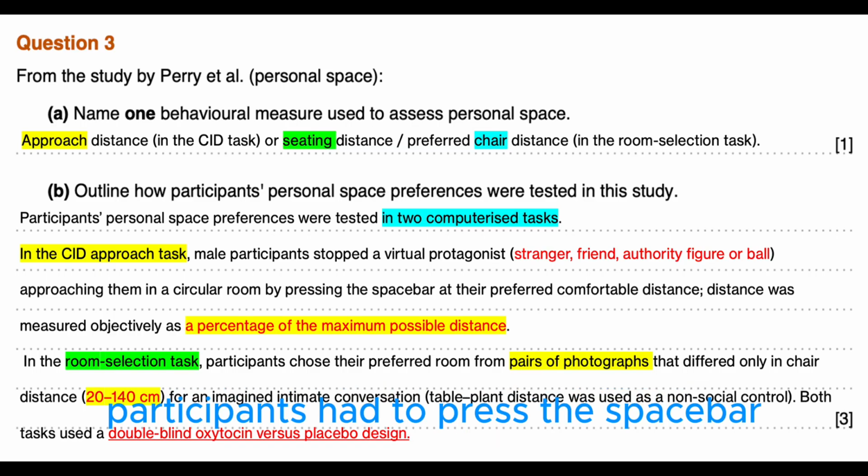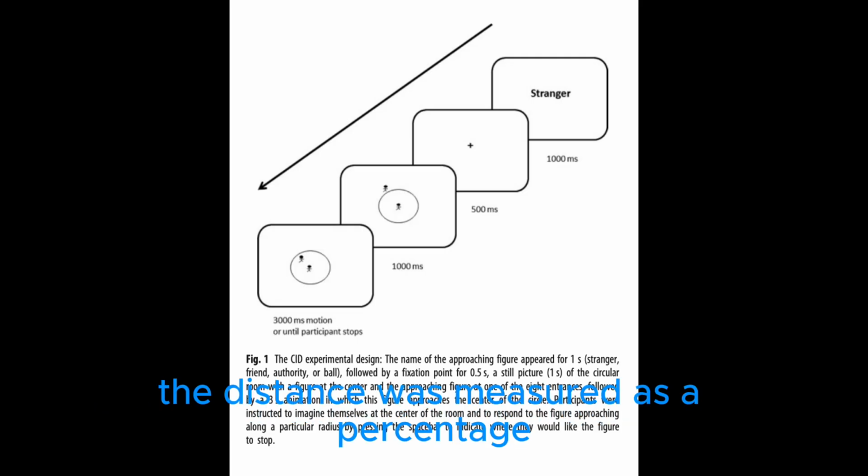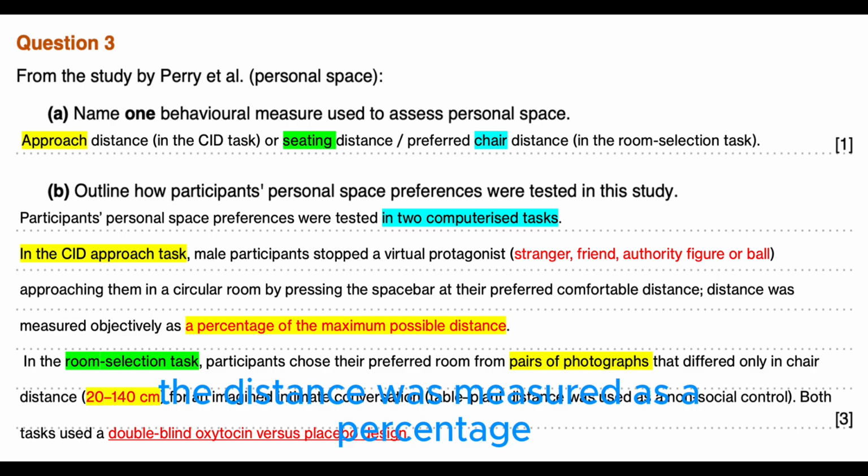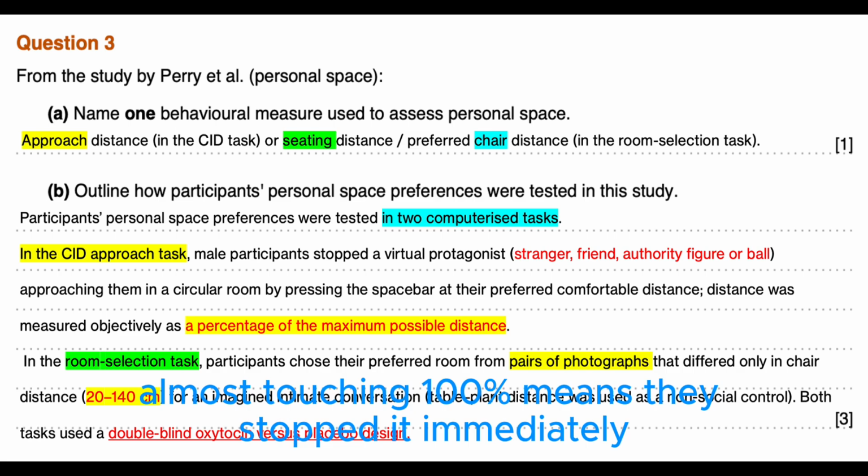Participants had to press the space bar to stop the figure at the point where they felt comfortable. The distance was measured as a percentage. So 0% means the figure was very close, almost touching.